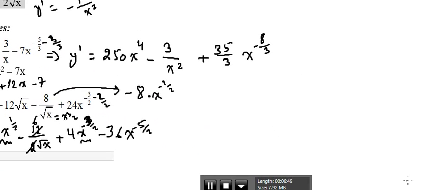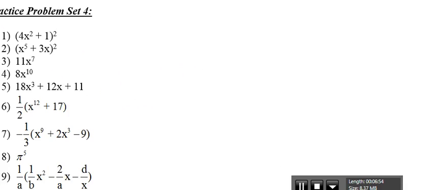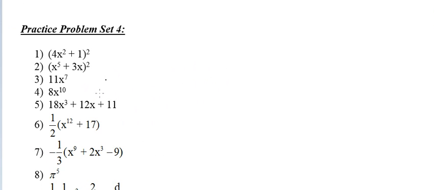Let's go to practice exercise set 4. Practice exercise set 4. All right. We have to just find the derivative of each expression and simplify the answer. Simplify your answer, okay? So we have to just do the derivative of each of those, okay?